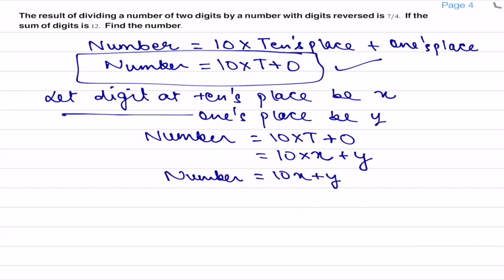So children, here they said find the number. So whenever we will get the value of x and y, we will substitute in this number and then we will get the answer, not x and y is the answer. So come to the question.